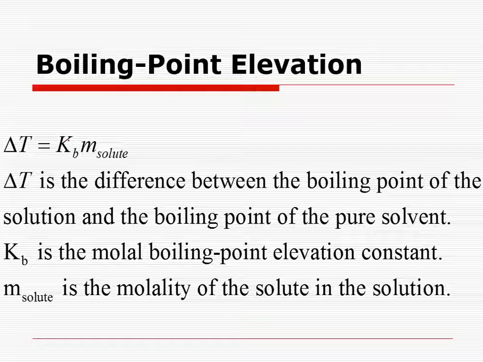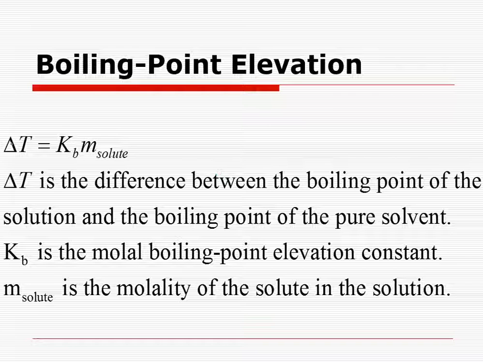K sub B is the molal boiling point elevation constant. Say that 20 times fast. That's quite a mouthful. That is a table value. And remember, this is substance specific, so it's based on the solvent, what is doing the dissolving. And then m is your molality. We looked at molality at the beginning of the chapter.